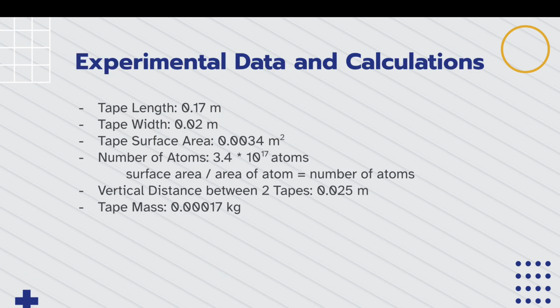Now here we have the experimental data and calculations with the charged tapes. From these calculations, it is important to note the number of atoms in the tape and the weight. All relevant equations are noted. The tape length and width were measured. The number of atoms was calculated by dividing the surface area by the area of an atom, which is 1 times 10 to the negative 10.